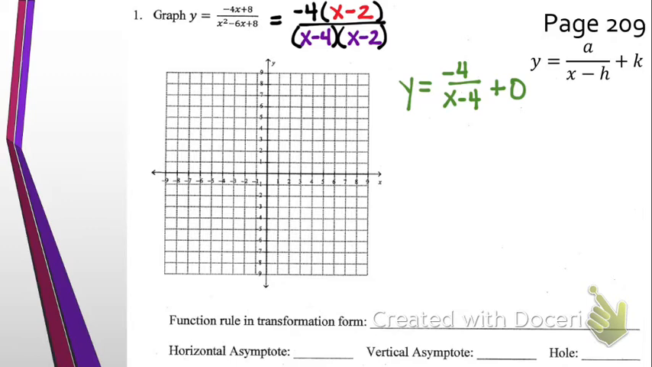So the vertical asymptote is x equals h, y equals k. Go ahead and write your equations for both. So vertical asymptote, x equals h, horizontal, y equals k.